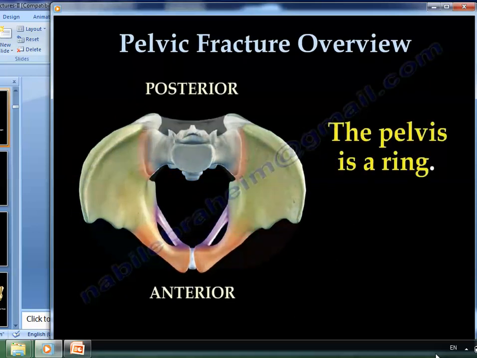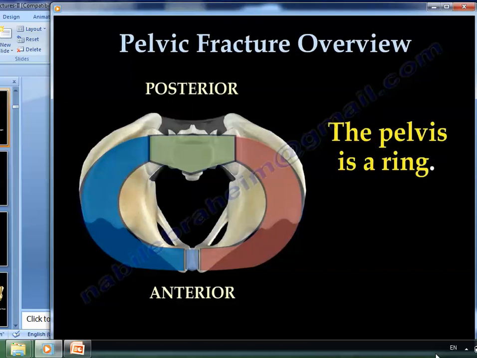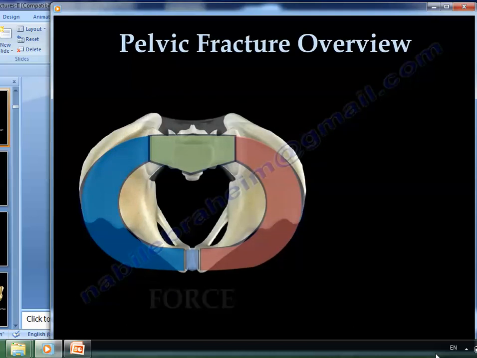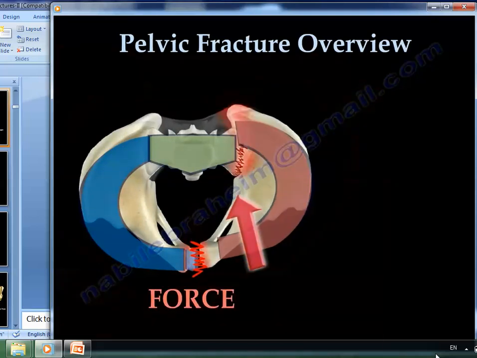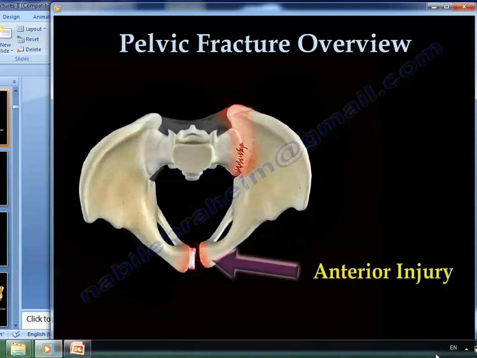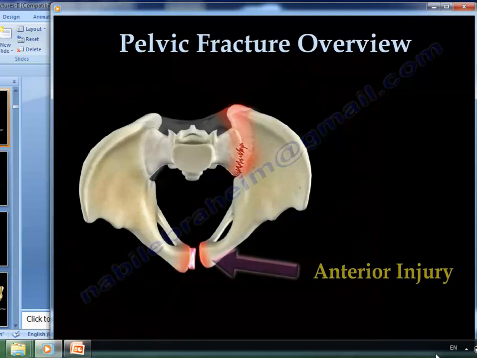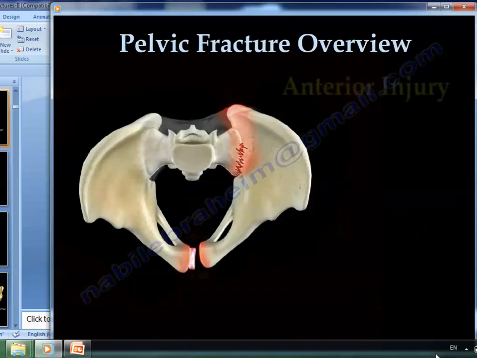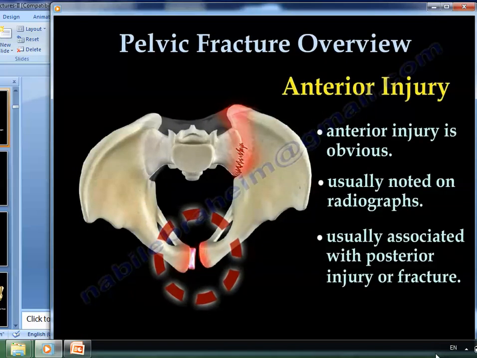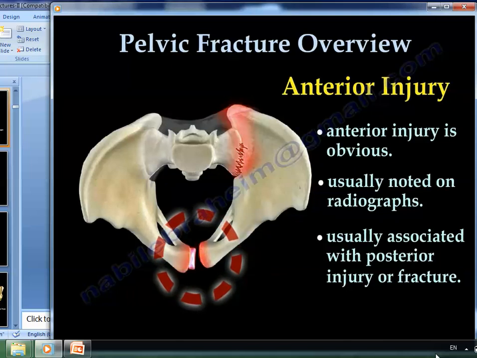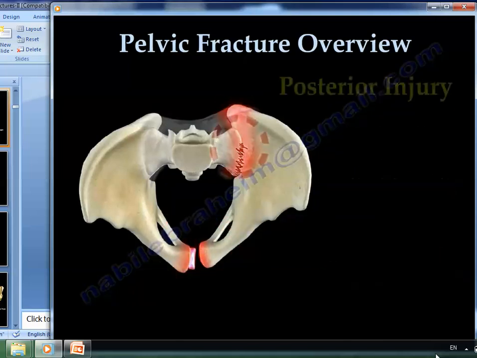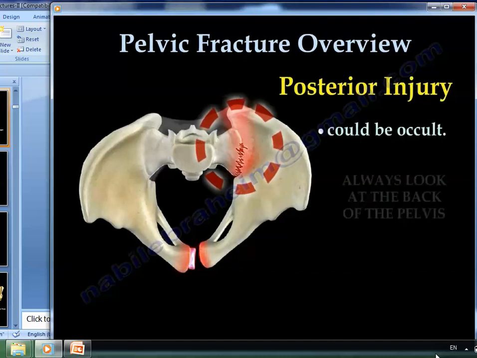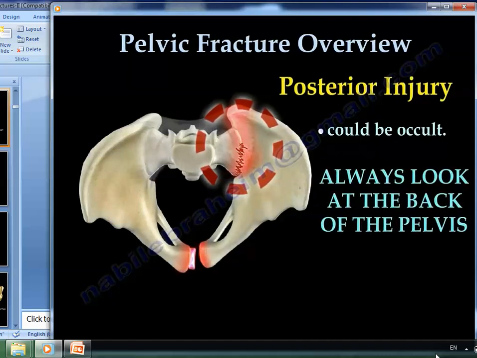The pelvis is a ring. When a force occurs, it will injure the ring in the front and the back. The anterior injury and the posterior injury. The anterior injury is usually obvious, will be noted on radiograph, and usually associated with a posterior injury or a fracture. The posterior injury could be occult. Always look at the back of the pelvis.